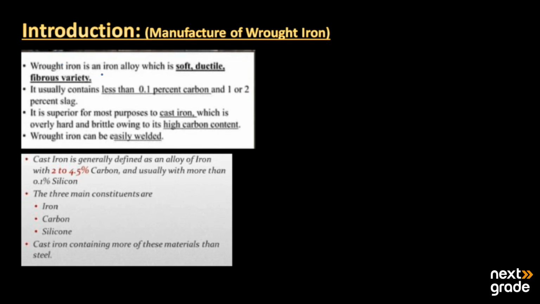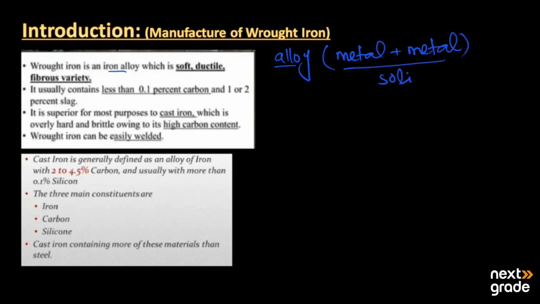The first one is that wrought iron is basically an iron alloy. So, here we have the word alloy. An alloy is a substance in which one metal gets combined with another metal and in turn makes a solid, which is called an alloy. And the alloy formed of wrought iron is basically soft, ductile and of a fibrous variety. It usually contains less than 0.1% carbon and 1 to 2% slag. Slag is mainly the impurities that are present in it.